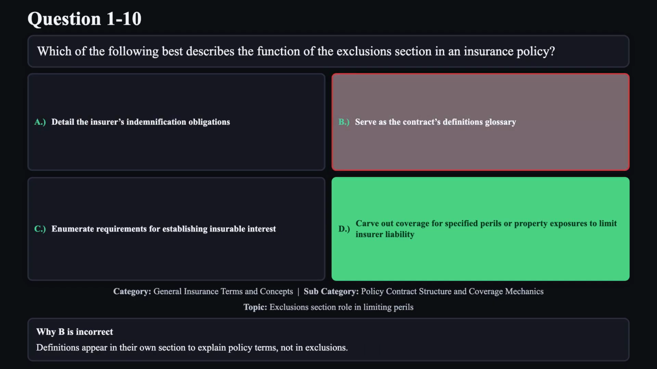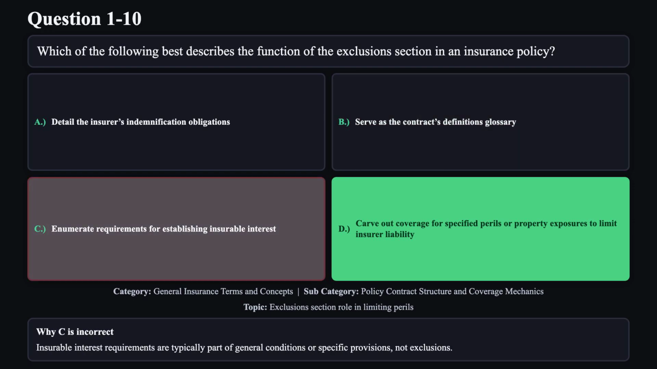Reason B is not correct. Definitions appear in their own section to explain policy terms, not in exclusions. Reason C is not correct. Insurable interest requirements are typically part of general conditions or specific provisions, not exclusions.